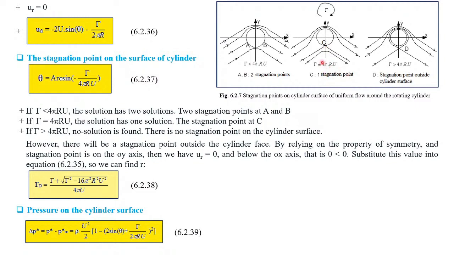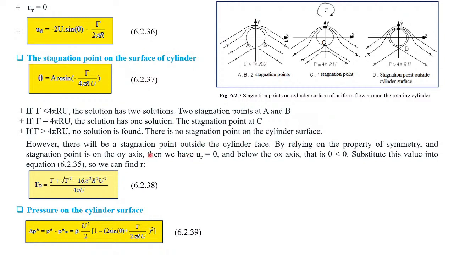destination point when the condition is satisfied, gamma equal 4 pi RE, we get the one. But in the case where this one is greater than this one, then this one is greater than 1. If greater than 1, there is no solution. If this one is greater than this one, no solution is found. That means we cannot find the destination point on the surface of the cylinder.